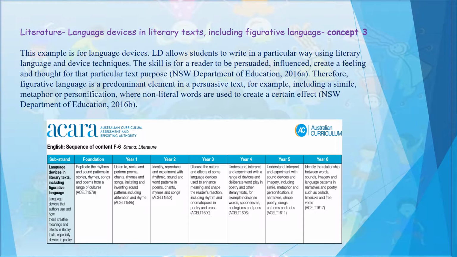This example is for language devices. Language devices allow students to write in a particular way using literary language and device techniques. The skill is for a reader to be persuaded, influenced, and to create a feeling and thought for that particular text purpose. Therefore, figurative language is a predominant element in a persuasive text, for example, including a simile, a metaphor, or personification, where non-literal words are used to create a certain effect.